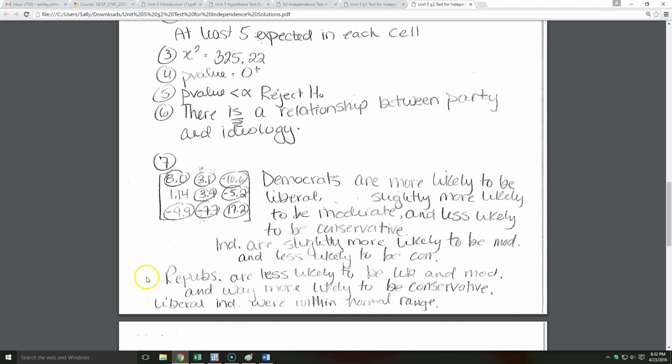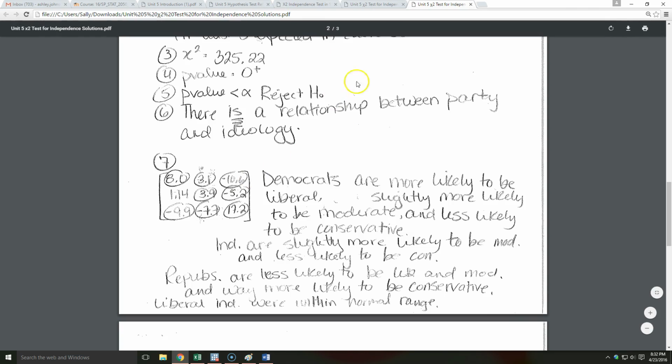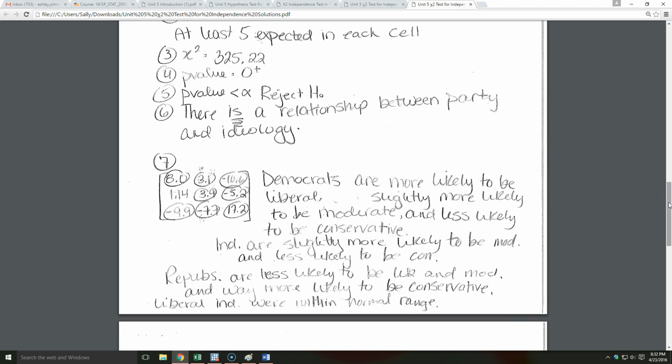So I did put a note where liberal independents were within a normal range, and that's a normal range assuming that independents were equally likely to be the same for each. So that's one reason why I don't usually interpret ones that are in between -2 and 2, because they're usually not as easy to understand without a comparison, which is showing what other things were different than what we'd expected if we assumed that they were all equally as likely.